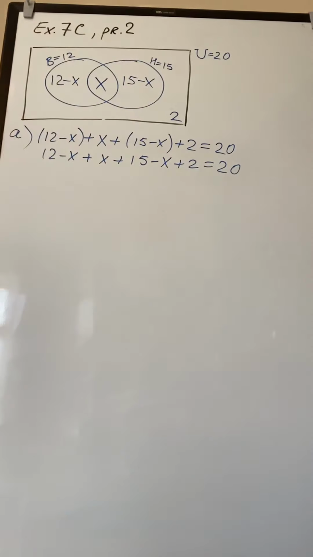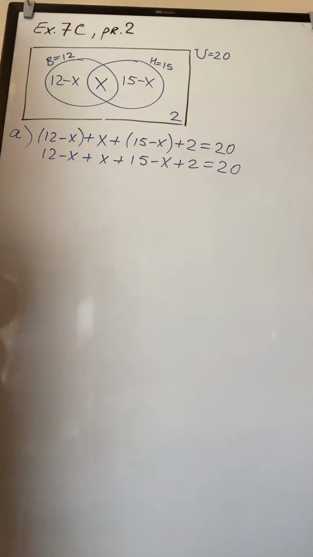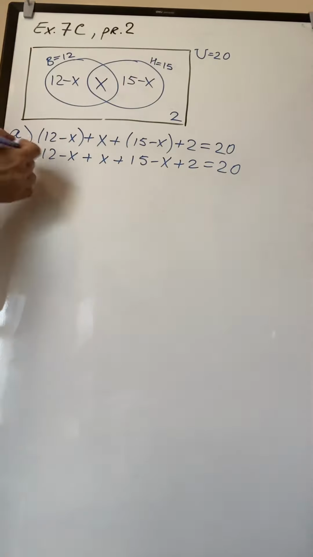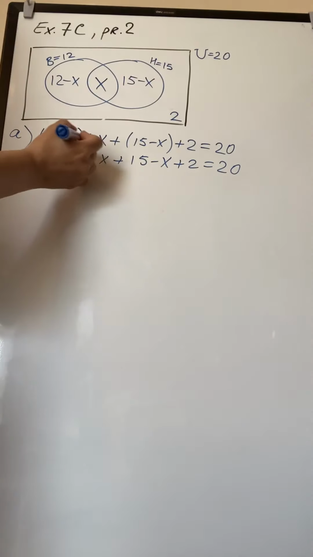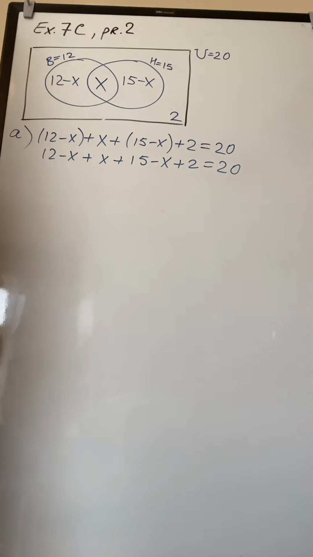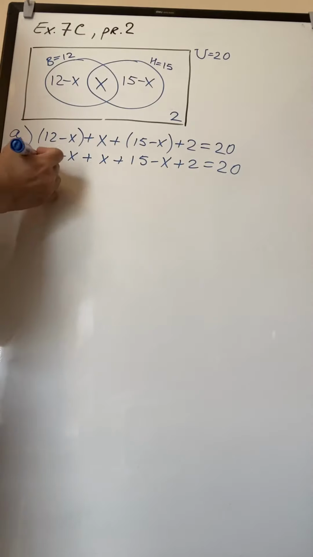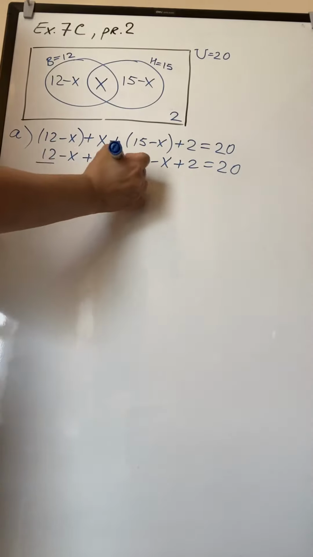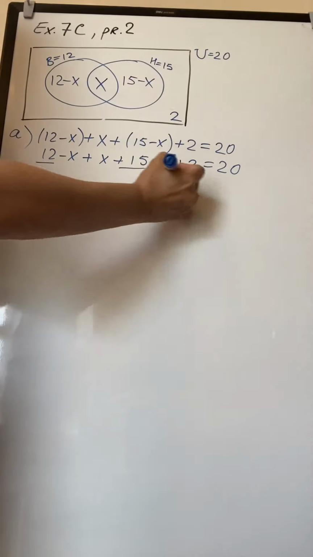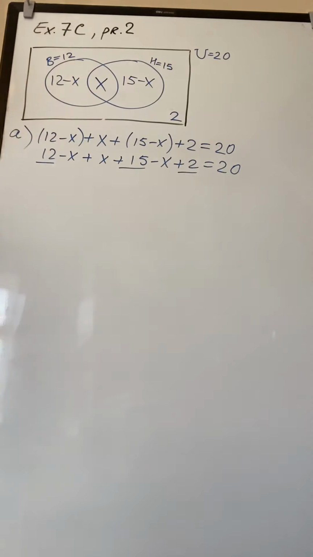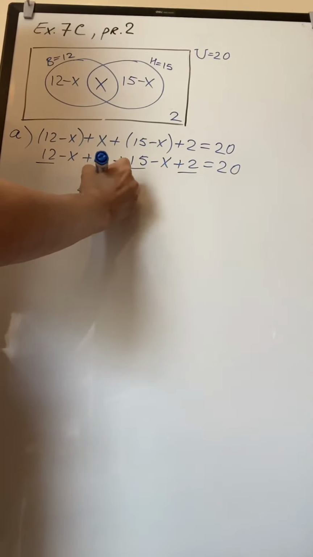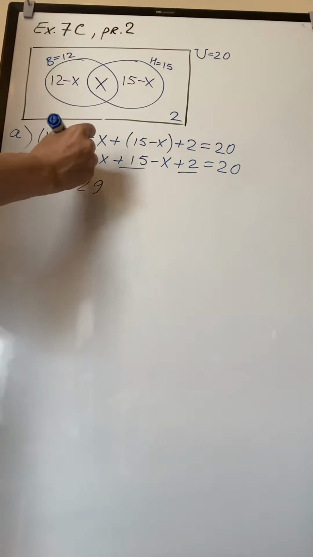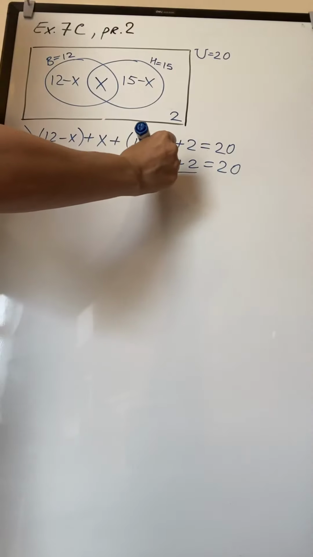Good. Now we need to collect the like terms. Well, we have 2 types of like terms here: numbers and those x's. They're all simple x's to the first power, so we can add and subtract them. What do we have? We have a number here, so positive 12, positive 15, positive 2. When we add them up together, what is it? 29, isn't it? 29.